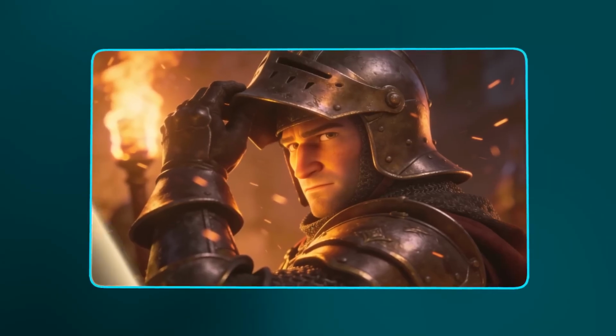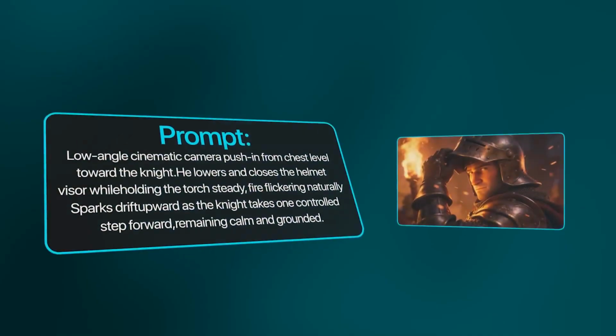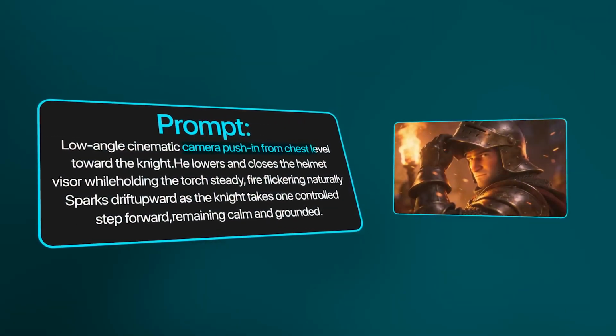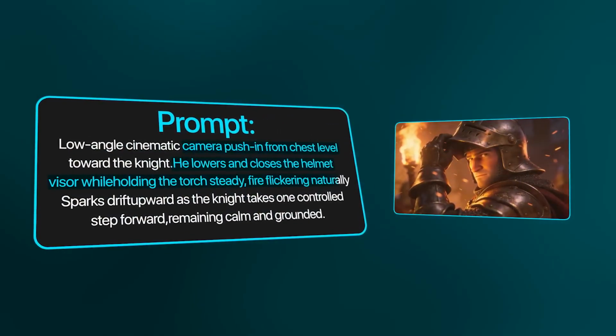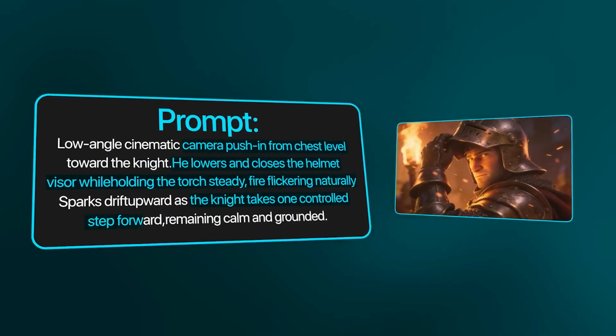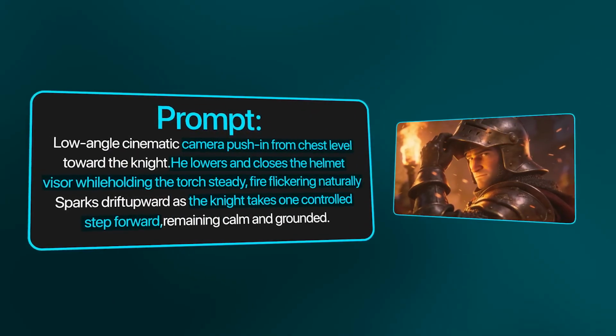For this one, we're using this image of the knight holding a torch. The goal here is to see how well each model handles basic character motion, camera movement, and natural physics like fire and sparks without breaking the character or the scene. For the prompt, I just want the camera to push in on the knight as he lowers his visor, holds the torch steady, and takes a controlled step forward, with fire and sparks moving naturally.